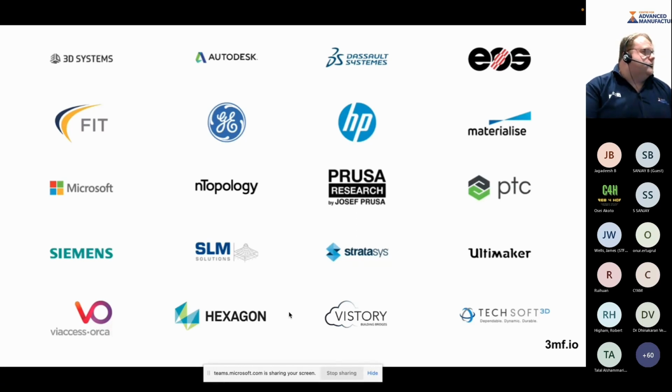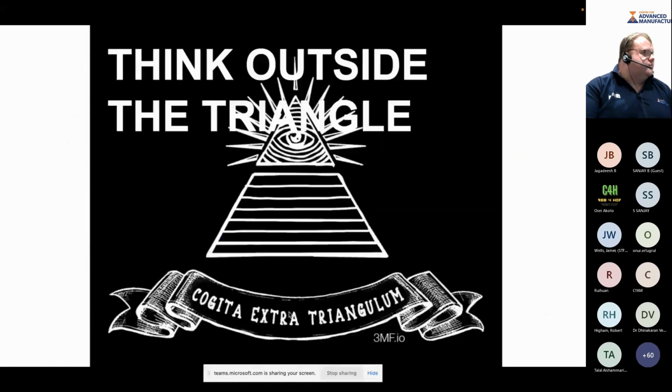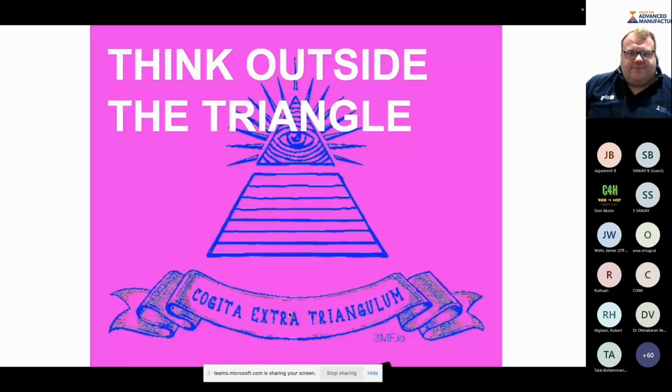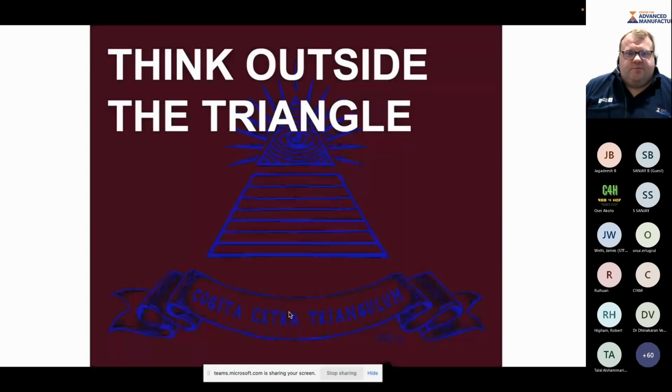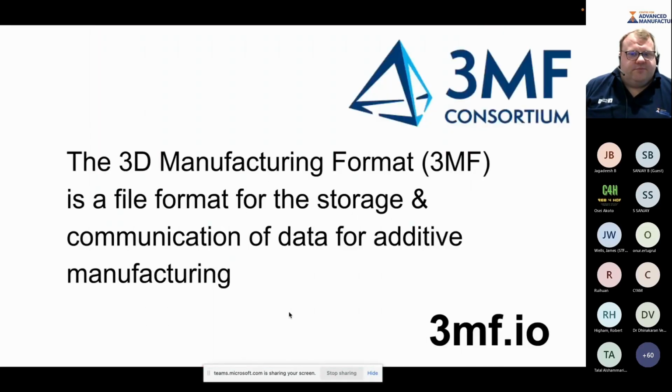So at the minimum, you'll get the smaller file size and watertight mesh. At the best, you'll have an implicit structure which is kilobytes instead of gigabytes. So it's time to think outside the triangle, or maybe think inside the triangle, and consider adopting 3MF as a standard format for communicating data for additive manufacturing.